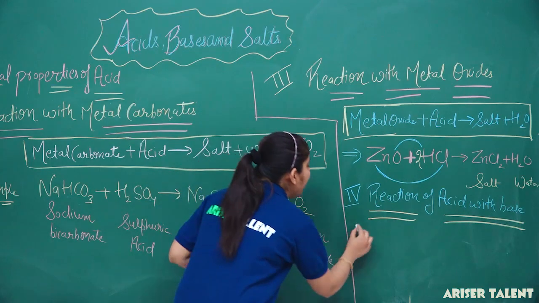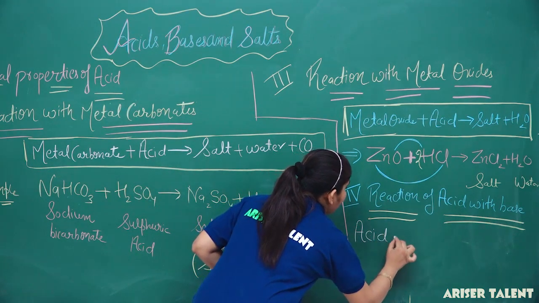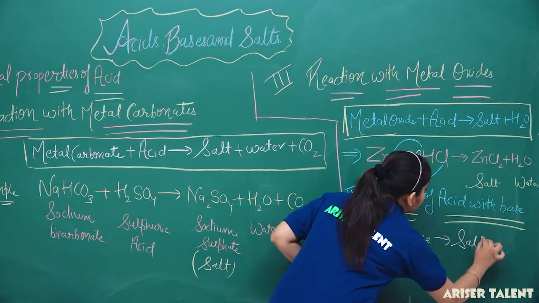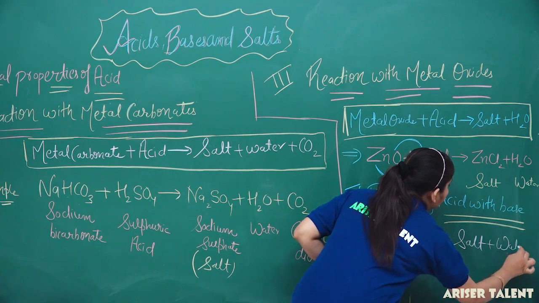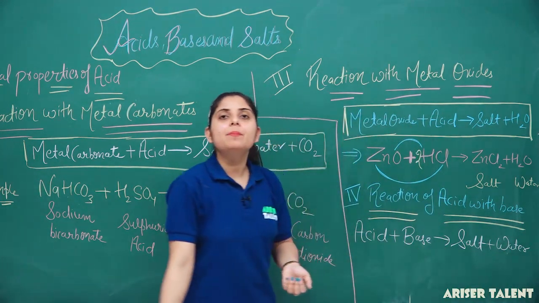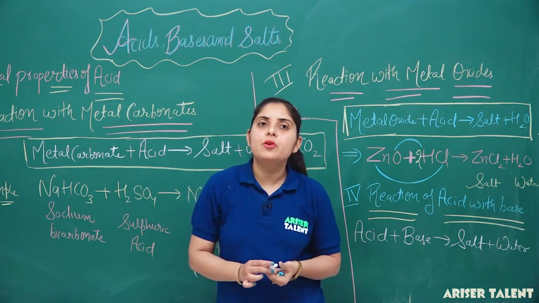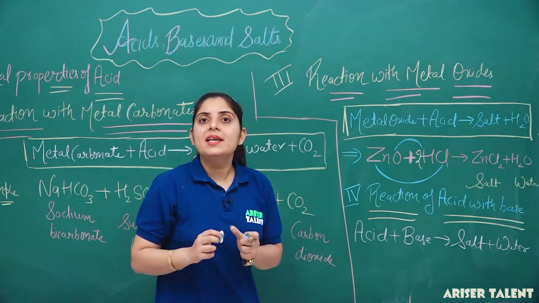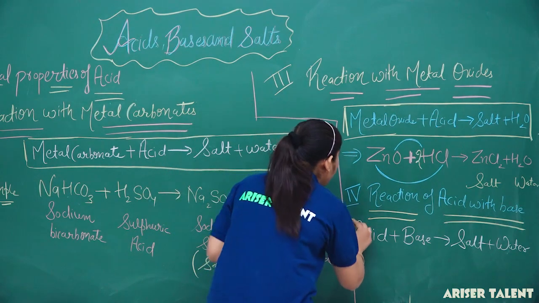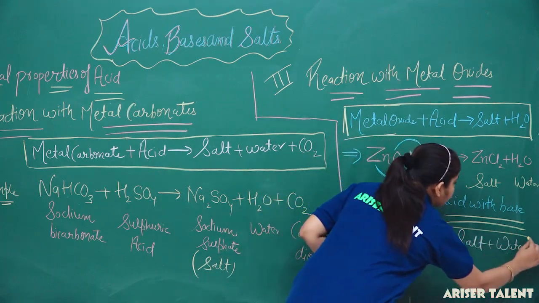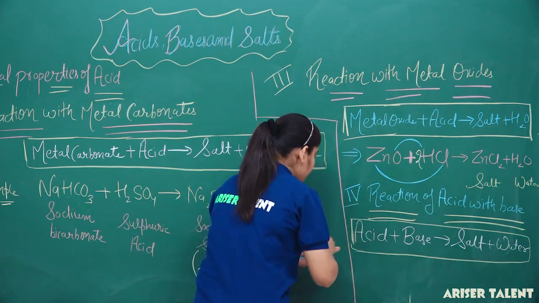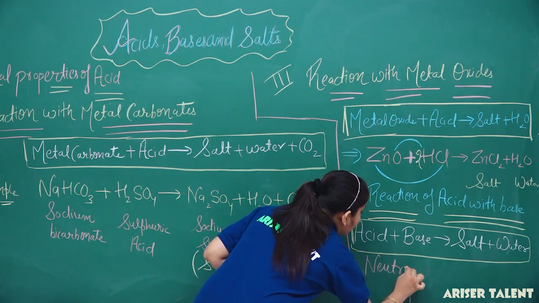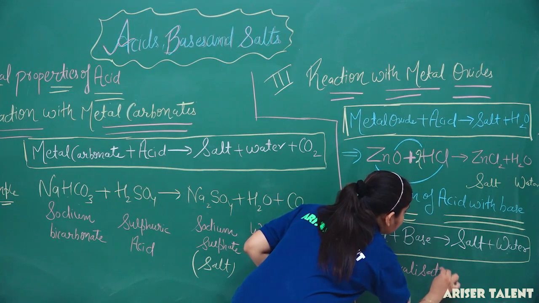Now what happens when acid and base react? Acid reacts with base to give salt and water. If an acid and base are reacted and what we are getting in the product side is salt and water, this reaction is basically termed as neutralization reaction. So this will be the general representation of the equation, and this reaction is basically known as neutralization reaction.